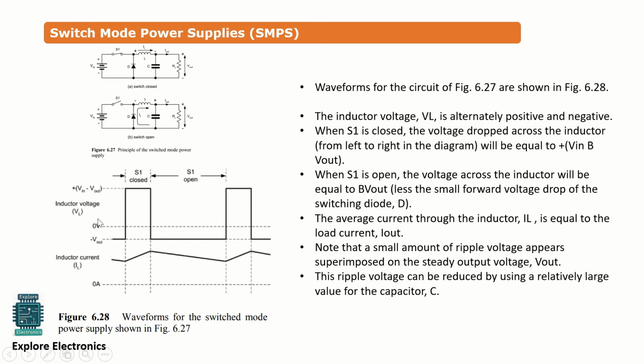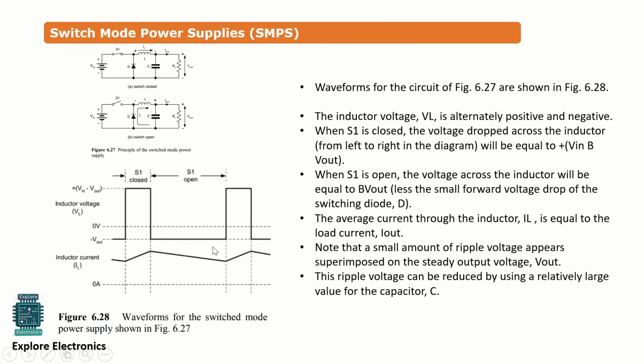There is a waveform shown here. The inductor voltage, what it is when switch S1 is closed and S1 is open, and also the inductor current. This is just to understand the inductor voltage will be more positive when the switch is closed and it will be negative when the switch is open, and diode will be off and on in those two cases as we understood. And the average current flowing through the inductor is shown over here. That will be equal to the load current always, that is I out.